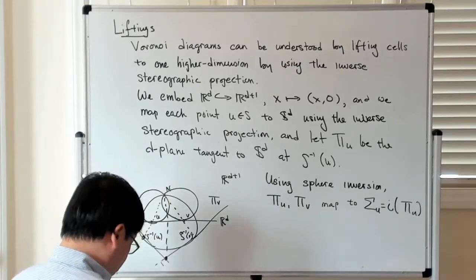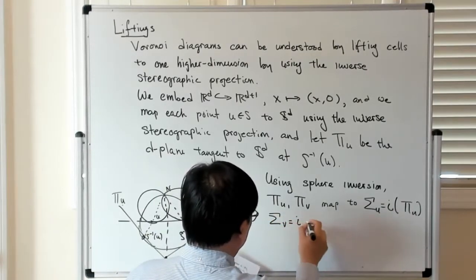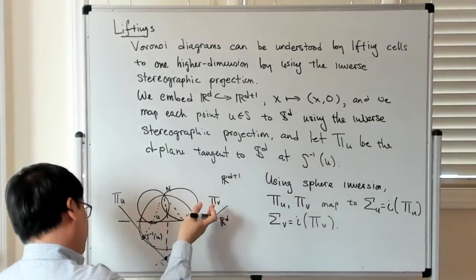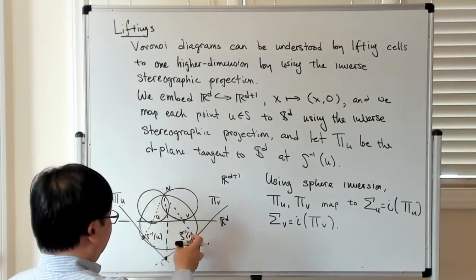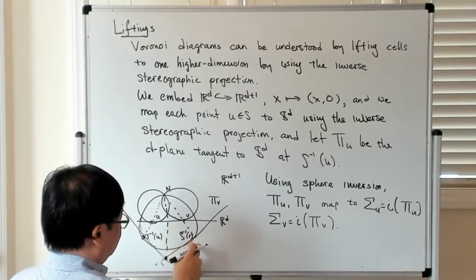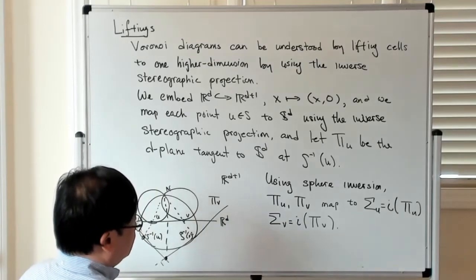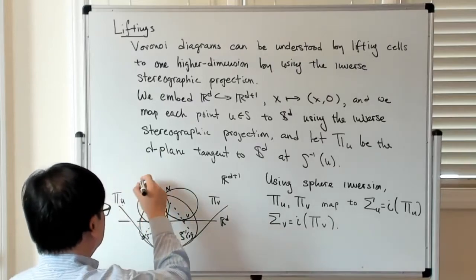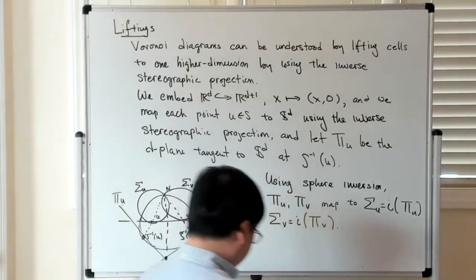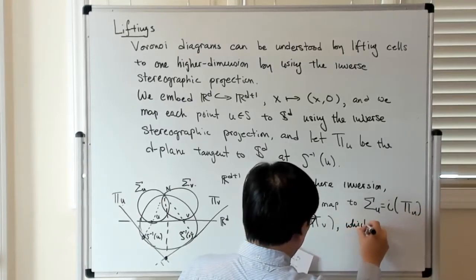Okay, all right. So anyway, you have these pi_u's and pi_v's, which are obtained by sphere inversion of these hyperplanes, which are tangent to the sphere at the point where the inverse stereographic projection maps the point v to the d sphere. So these two spheres you get, this is what I call pi_u and pi_v, right? These two spheres have two properties. So they go through the north pole.